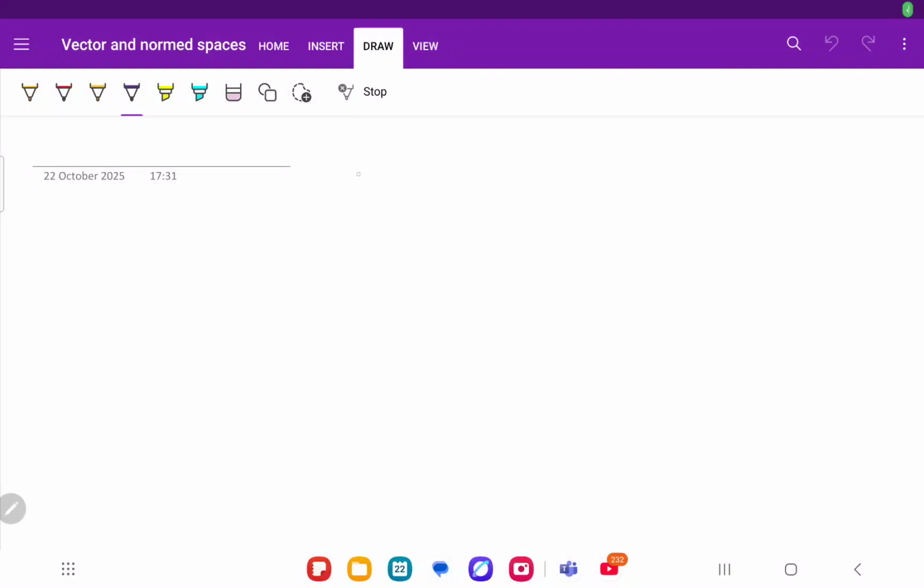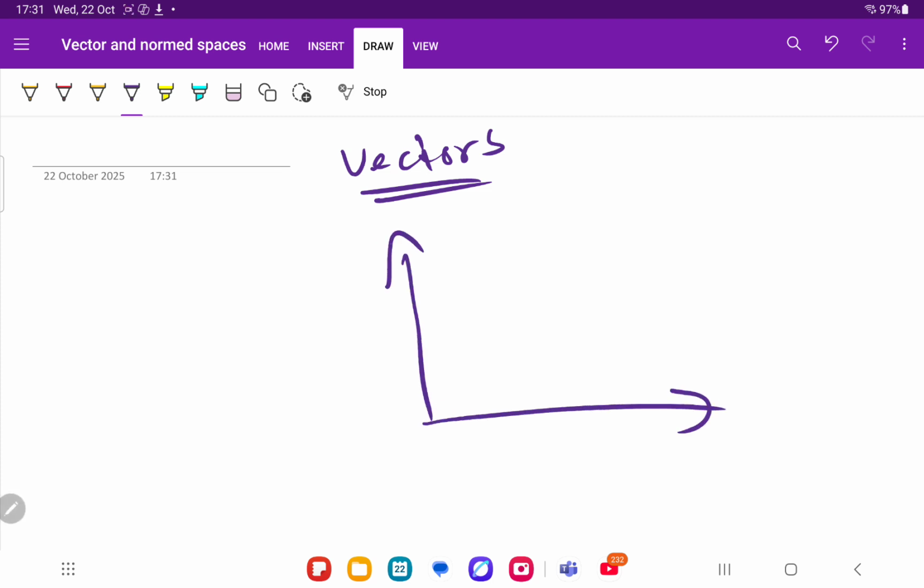For example, vectors. If you would like to understand the concept of the basis vector, in the two-dimensional case, any point on the x-axis has value x and y is 0. If the point is on the y-axis, the point will be 0 and y.